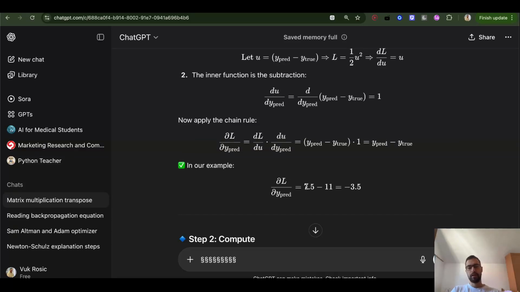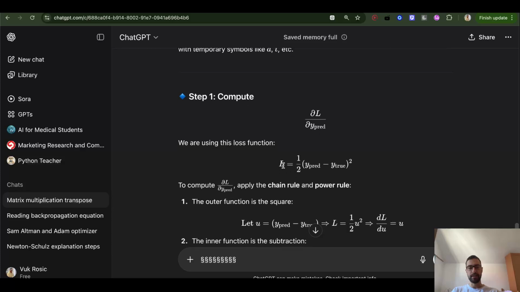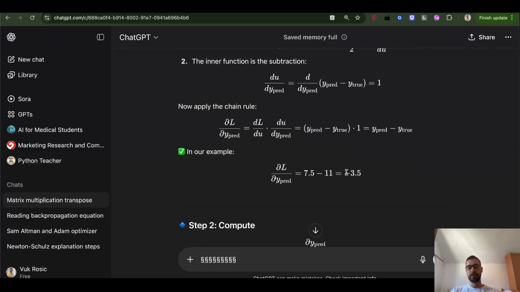And remember, this is the derivative, not the loss function. The loss function is here. So you can try increasing 7.5 by a small amount and subtracting 11, where you need to square and everything, but only do it for a small amount. If you add a whole number like 1 to y pred, then the derivative will also change, so it will no longer be minus 3.5. So you can just test it with a very small number, 0.01 or something.